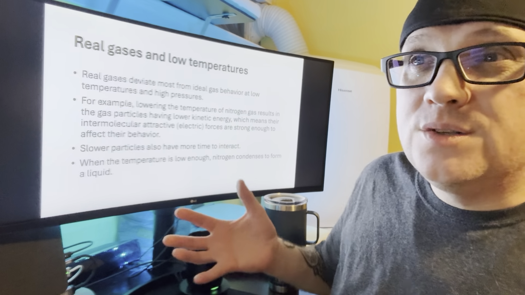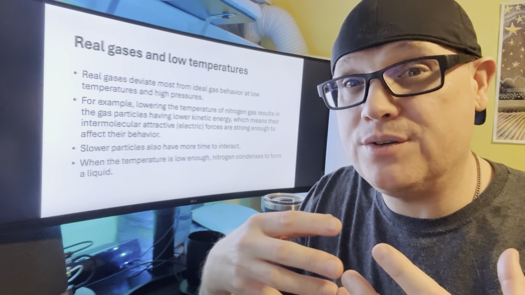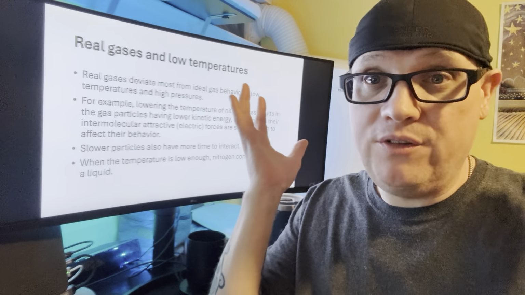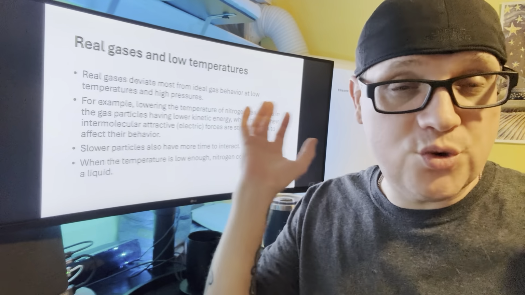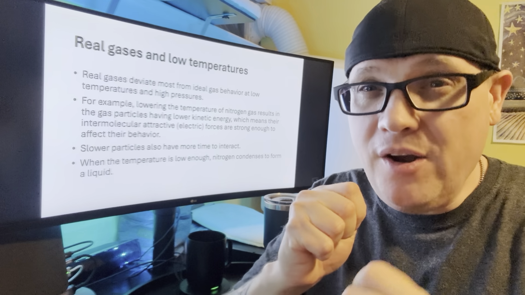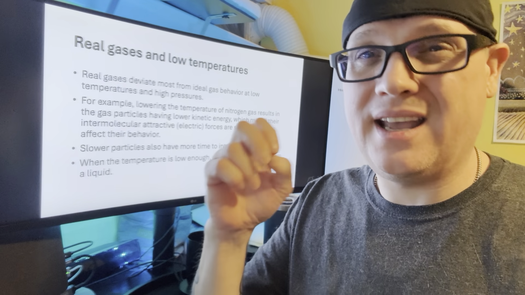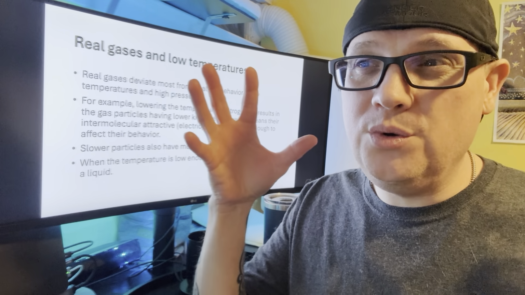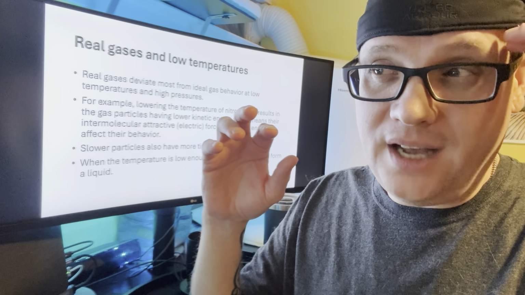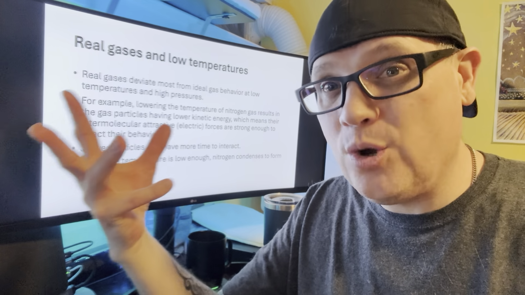All right. So real gases deviate from ideal gases at very low temperatures and high pressures. If I have a medial temperature and pressure, my stuff acts like a perfectly ideal gas. There's no problems, everything's great. But when I put it at very low temperatures and very high pressures, I start seeing these rules breaking down, like that kinetic energy thing becomes all skewed, slower particles have more time to interact, right? If it's low enough, nitrogen condenses to form a liquid. So like gases becoming liquids.